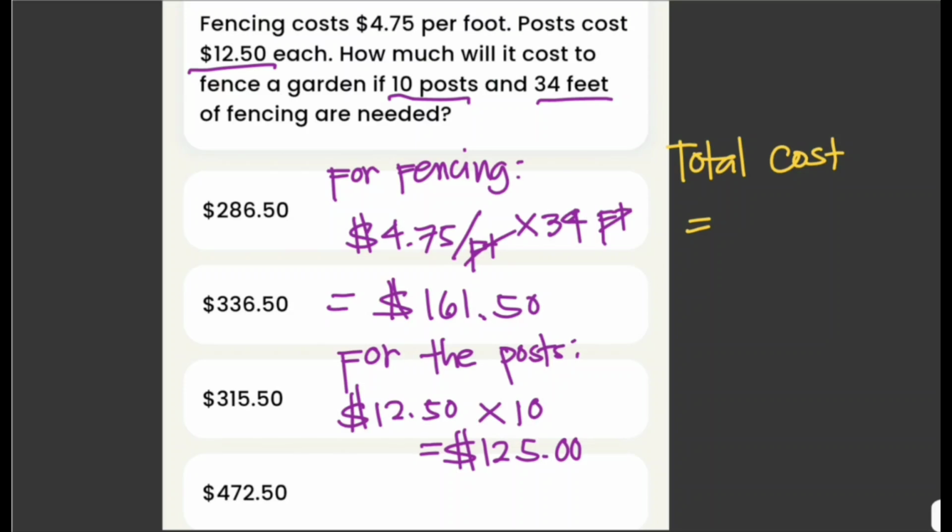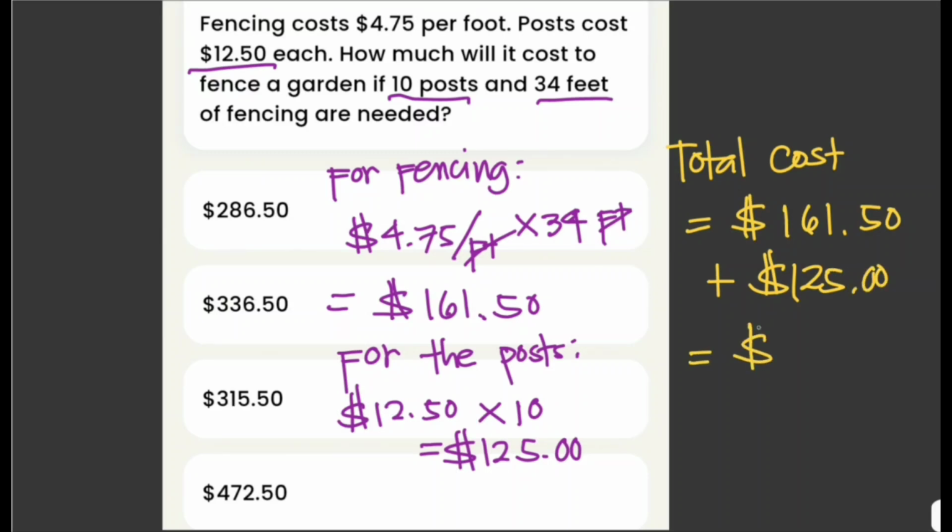Now to solve for the total cost, we just have to add up the two. That would be $161.5 plus $125, and this would give us a total of $286.5. So the answer here is this one.